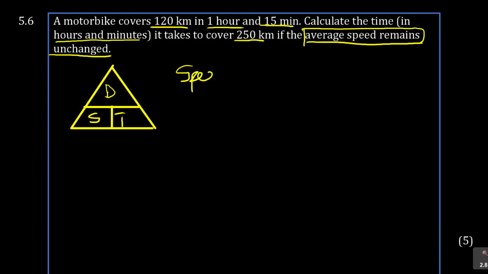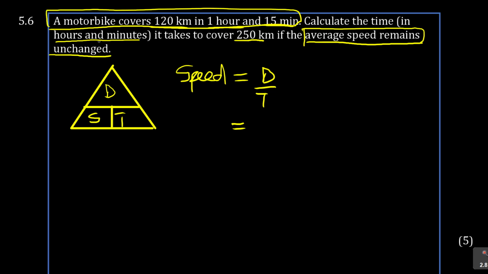What is speed? Speed, we're saying, is distance over time, which is equal to, let's start with the first story here. On the first one, it says a motorbike covers 120 kilometers, so it's 120, and then in 1 hour 15 minutes. There it comes now. You ask yourself, but I can't say over 1 hour 15 now. What is this 1 hour 15 minutes?